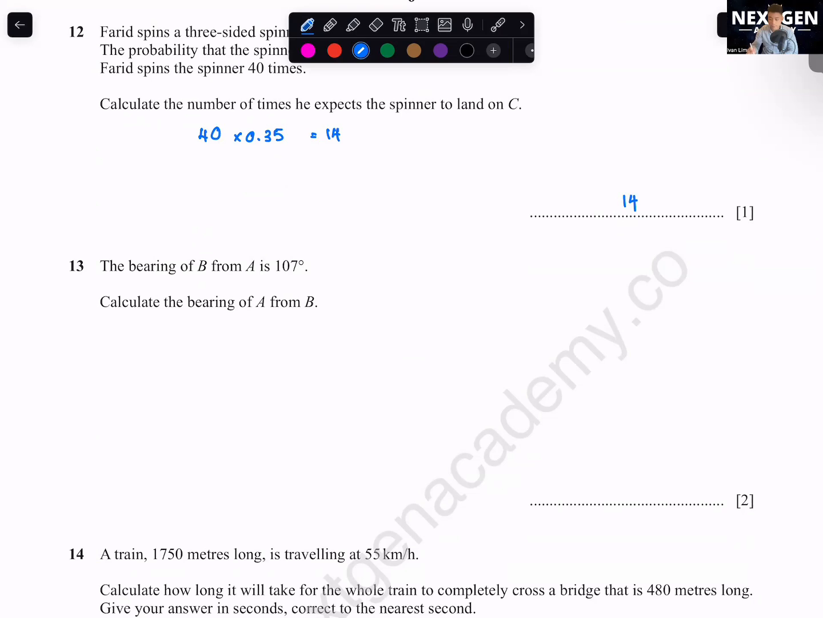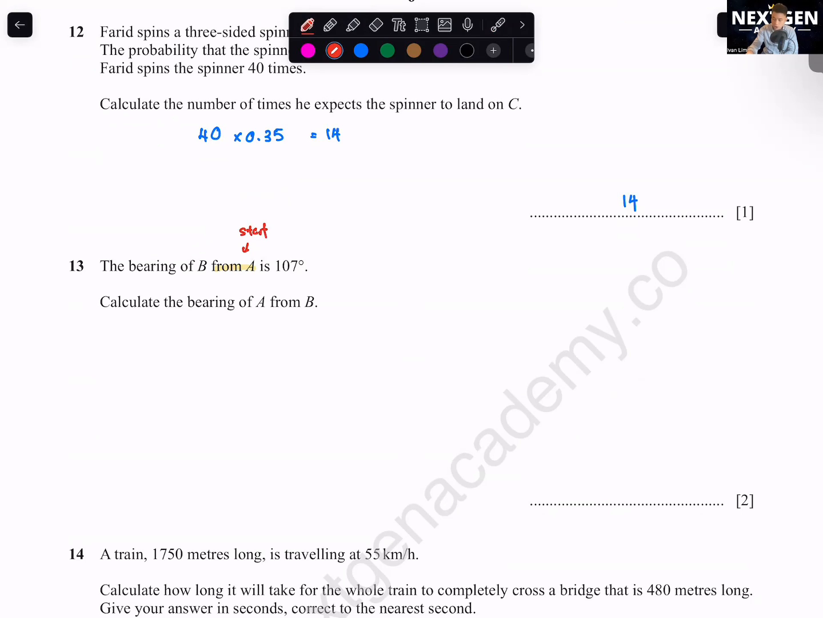Okay, how to understand bearing? When you read bearings in the IGCSE paper, they always put the statement the other way around. It's not B to A, it's B from A. So where is your starting point? A is your starting point. Very important to define your starting point. Don't make the mistake of reading it as B to A, because every time you read very fast. Okay, so start is A.